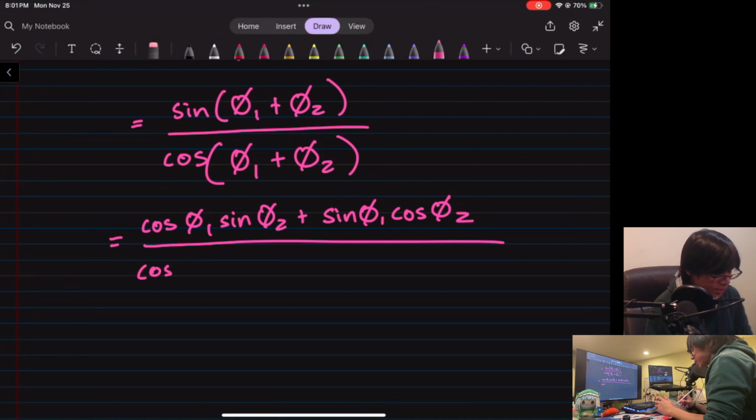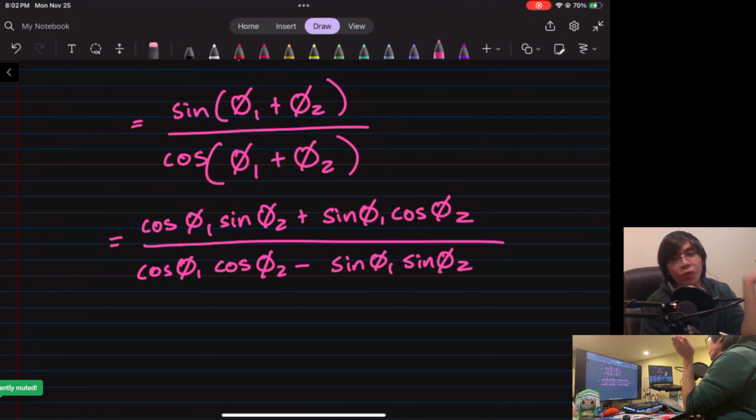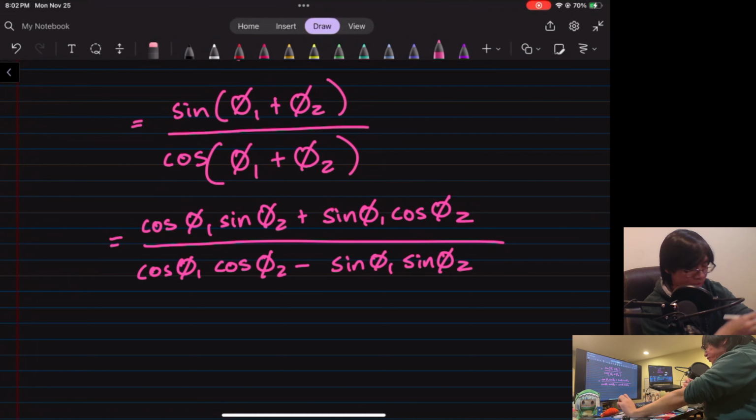And then cosine is cosine of both and minus sine of both. So these are trig identities. If you want, feel free to look up the derivation. I'm not going to try doing those now.